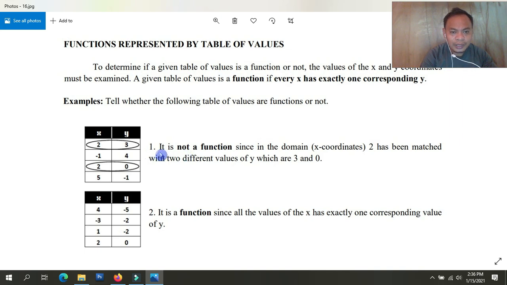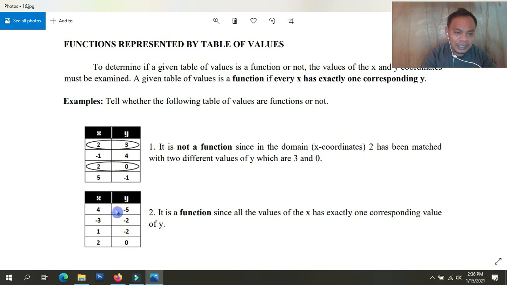For number 1, it is not a function since the domain x coordinate 2, with this one, has been matched with 2 different values of y, which are 3 and 0. Kaya yung x natin, di ba, may dalawang 2 po tayo. So it means not a function kasi dapat po isang domain match po ng isang range. Okay? So that's it. And for number 2, it is a function since all values of x have exactly one corresponding value of y.